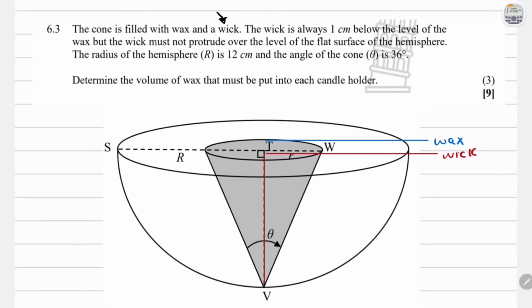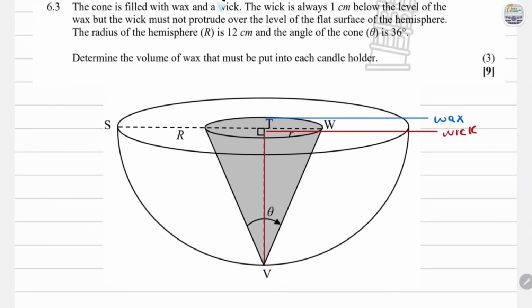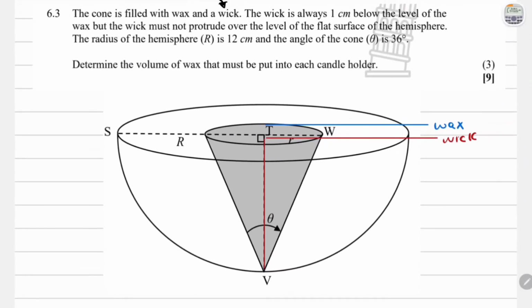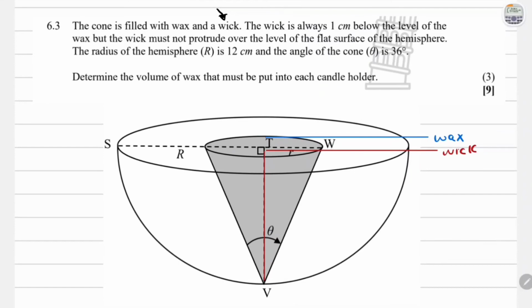So really all you can see by them saying that is that you know the height of this is that R, right? That wick must just be 1 centimeter below that. Then they continue by telling us that the wick must not protrude over the level of the flat surface of the hemisphere. So with that, they're just saying that this stick, that line, that string, should not go above the surface of the hemisphere.